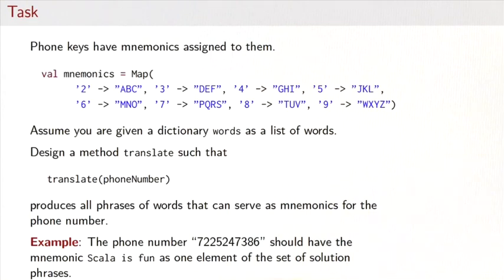So here's an example. The phone number that is given by the digit string 722524736 should have the mnemonic "Scala is fun" as one element of the set of solution phrases. Why? Because the digit 7 has as one of the letters associated with it the S. 2 has both C and A, so that gives SCA. The 5 has the L, so that gives SCAL, and so on. So you see the principle.